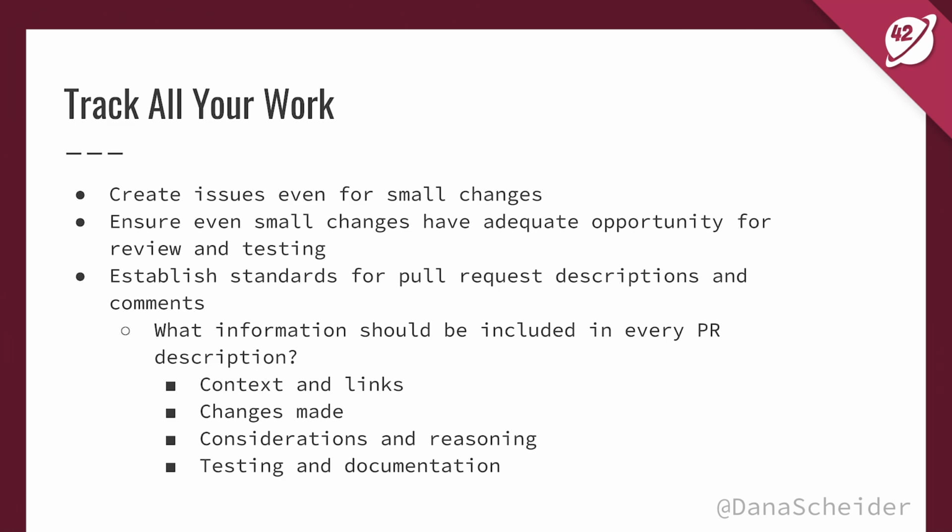Establish standards for pull request descriptions and comments. And I'm talking about technical writing here. Information that should be included in every pull request description, such as context and links to relevant information or to the Jira ticket or Trello card or issue report that this is related to, a summary of changes made, a section on the considerations and reasoning. What alternatives did you consider? What alternatives did you maybe try and not have them work out? Why didn't they work out? What don't you like about the approach that you took and why did you take it anyway? Those kinds of things need to go into a PR description.